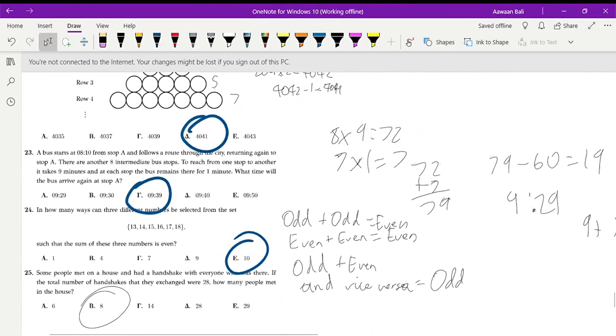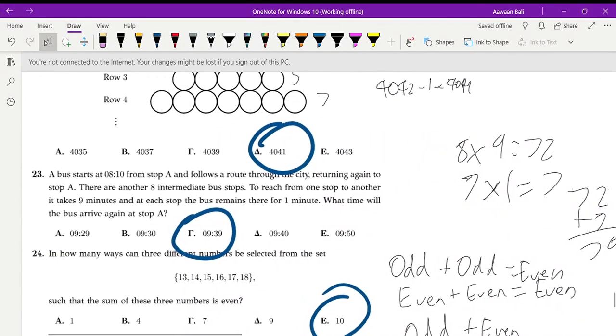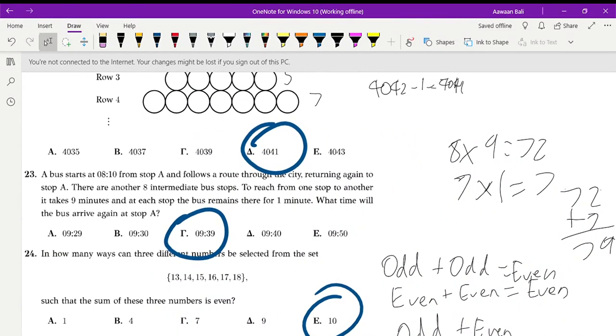So the thing is, a bus starts at 8:10 from stop A and follows the route of the city, returning again to stop A. There are another 8 intermediate bus stops. To reach from one stop to another takes 9 minutes, and at each stop the bus remains there for 1 minute. What time will the bus arrive again at stop A?